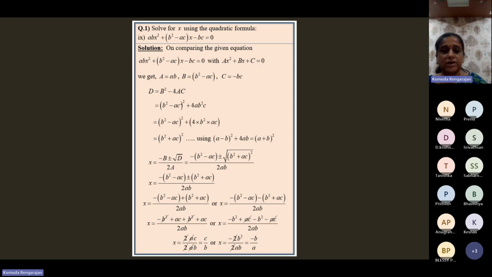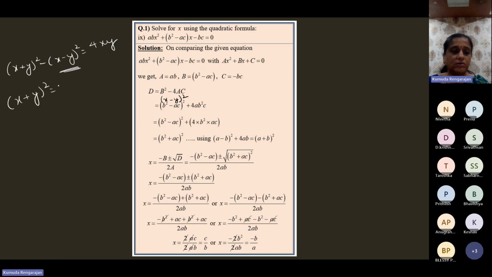Now, treat this one as x minus y the whole squared. So we have a very interesting identity, right? X plus y the whole squared minus x minus y the whole squared is equal to 4xy. Now what do we have here? We have something like x minus y the whole squared. So x plus y the whole square is equal to x minus y the whole square plus 4xy.